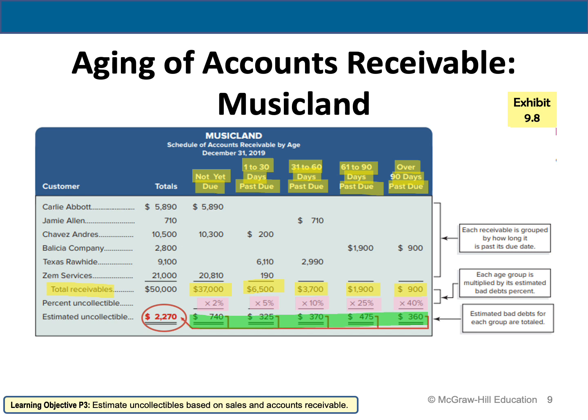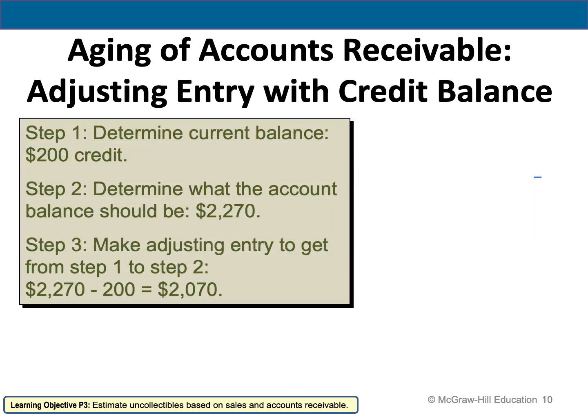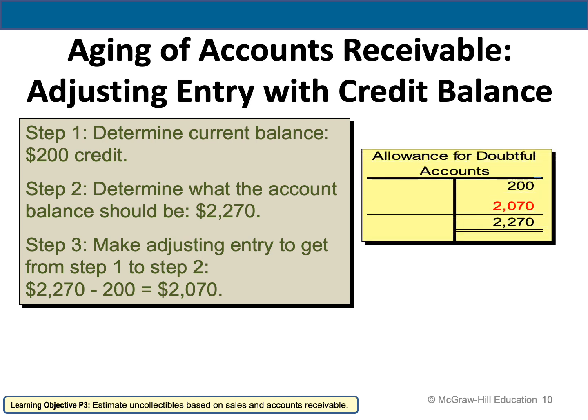We're not done yet. Remember, we need to prepare a journal entry to record the bad debts. Now you need to take care when you are doing the aging of accounts receivable. It's similar to the percent of receivables method. In the question, in step 1, they're going to give you how much is the allowance for doubtful accounts previously, or the balance of the previous year. Here they told me the balance is 200 credit.